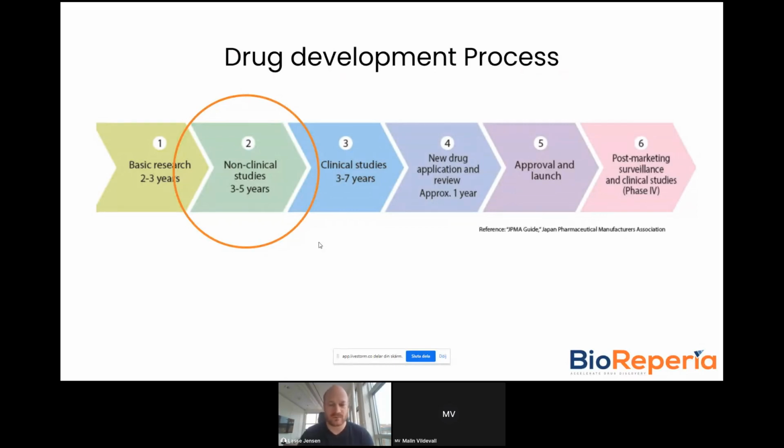This could also, of course, be relevant for basic research, but the ZTX models are often used once the most preliminary studies have been completed. So I would put the topic of this talk under category number 2 here.